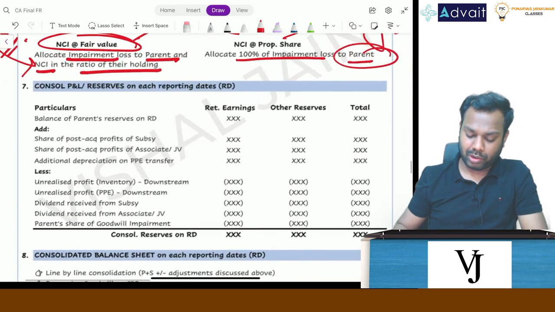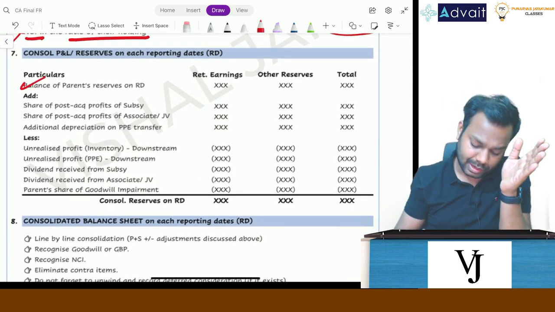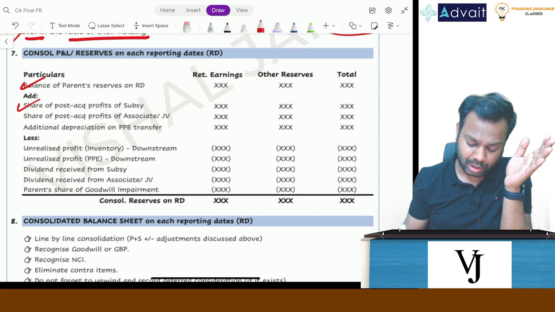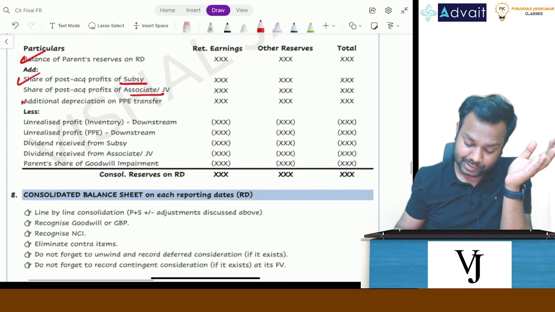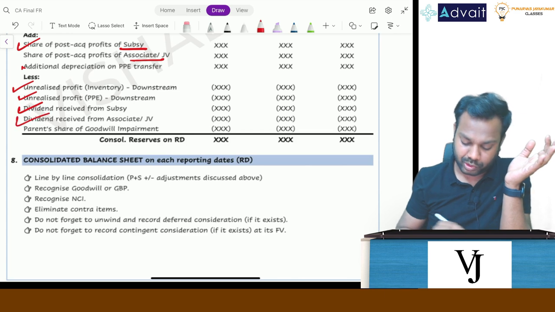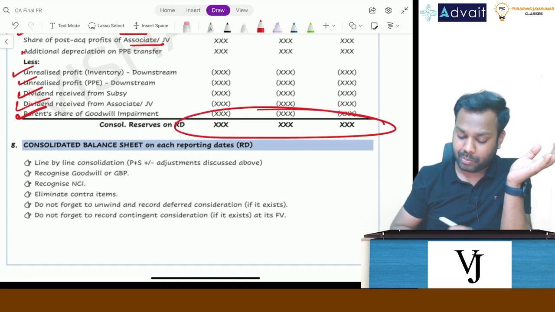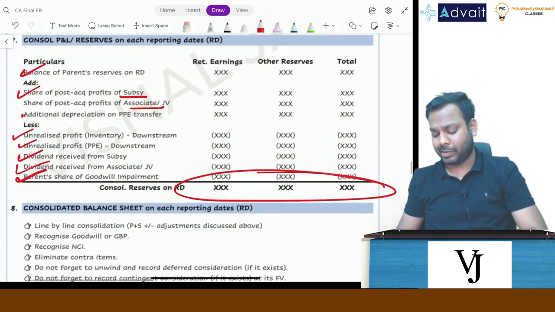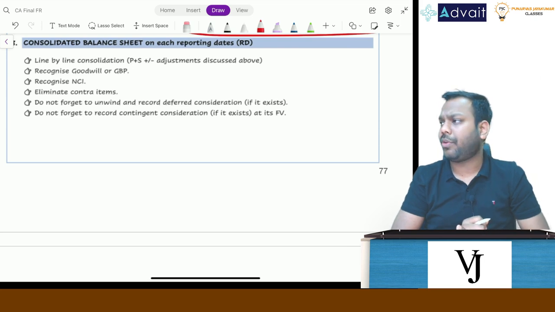Now comes the consol reserves. The format is given, right? You have to add the parent share, then post-acquisition share of the subsidiary, associate or joint venture, additional depreciation, unrealized profits. Basically, dividend received from subsidiary you have to reduce, dividend received from associate you have to reduce, and parent share of the goodwill impairment loss you have to adjust, and then it will be the reserves on the reporting date. Okay, that's very much simple. I'm not going into much detail. I believe all of you are definitely able to solve it, right?